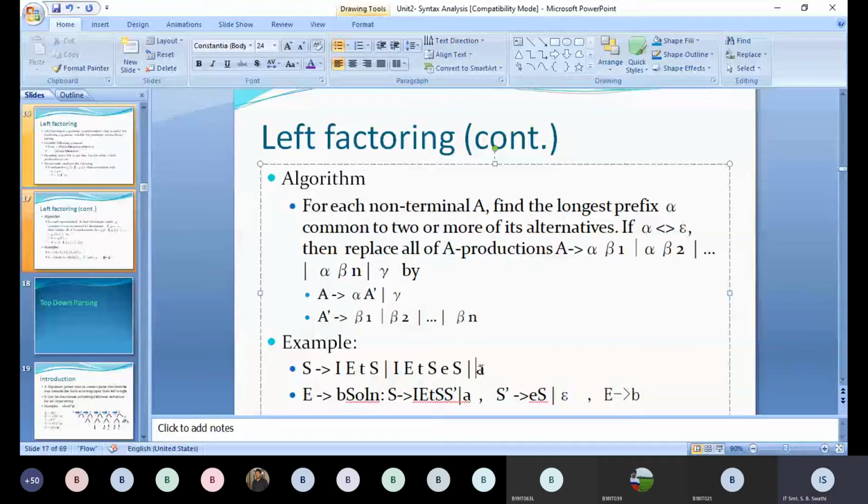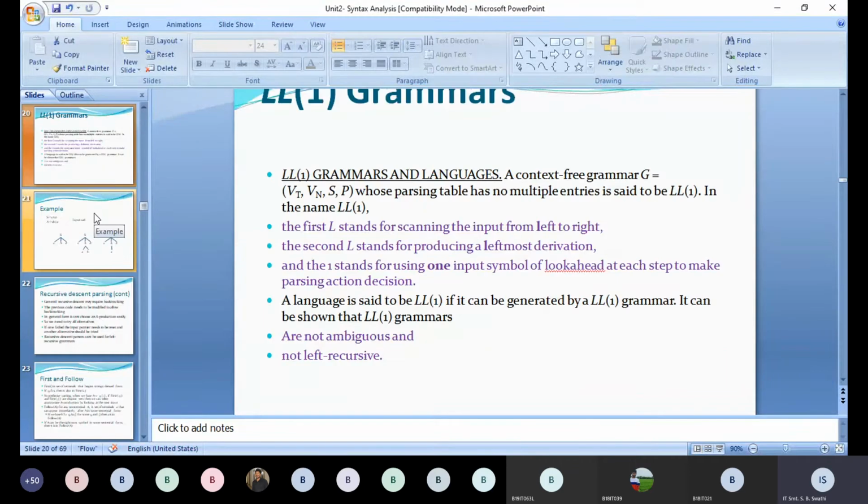Okay, so we have to remember that in top-down parsing, the grammars which are used are LL1 grammars. Clear? Is this clear, everyone? Students? Is it okay, ma'am? Yes, ma'am. Right. So again, then we'll go for the next one.